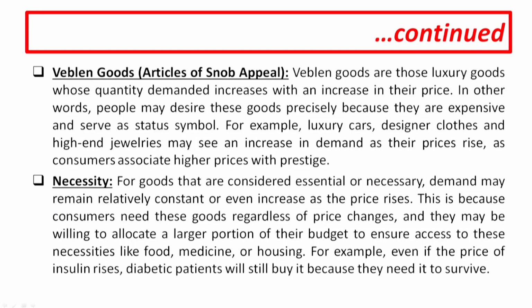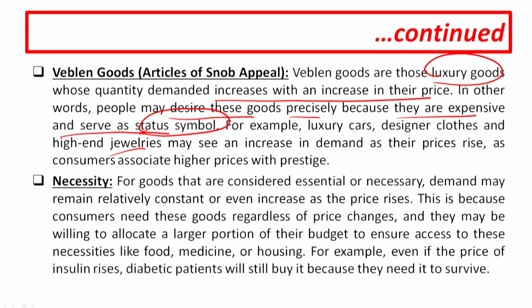The third is Veblen goods, or the articles of snob appeal. Veblen goods are basically luxurious goods whose quantity demanded increases with an increase in price, and this is the case of luxury goods. In other words, people may desire goods precisely because they are expensive and serve as a status symbol. That is very important. These goods are a kind of status symbol. For example, luxury cars, designer clothes, and jewelry may see an increase in demand as their prices increase, as consumers associate higher prices with prestige. Veblen goods are luxury goods, and as the price of these goods increases, the demand also increases.